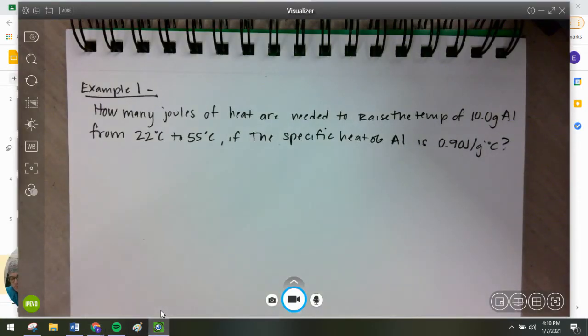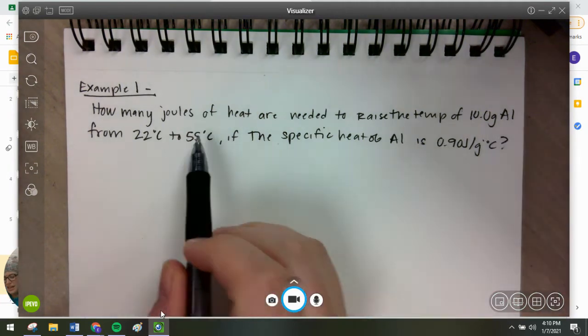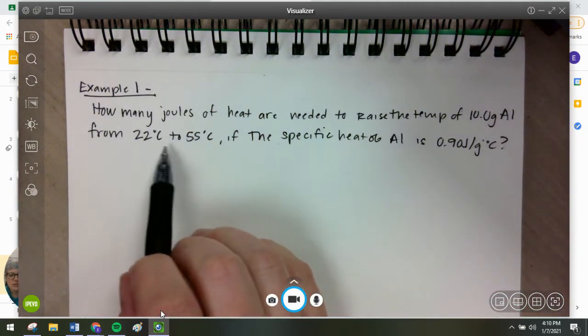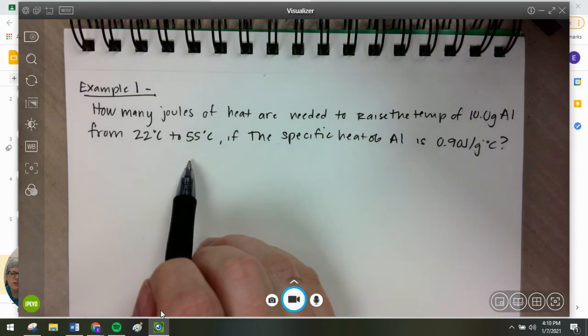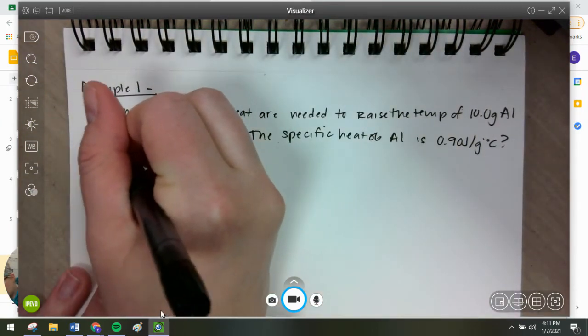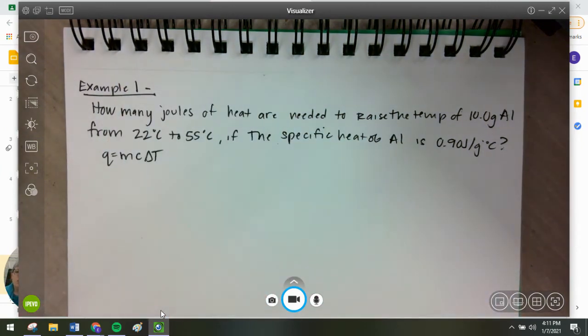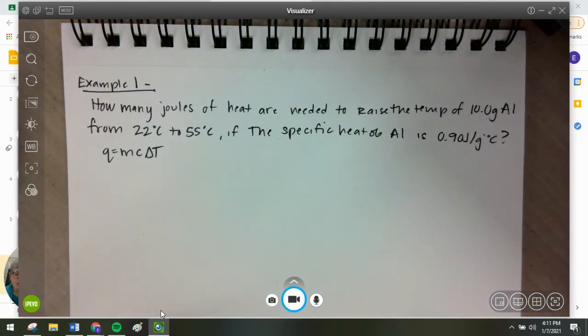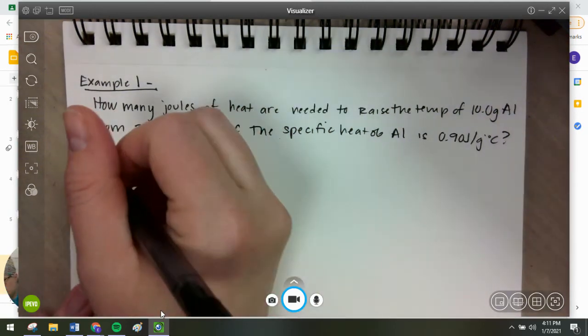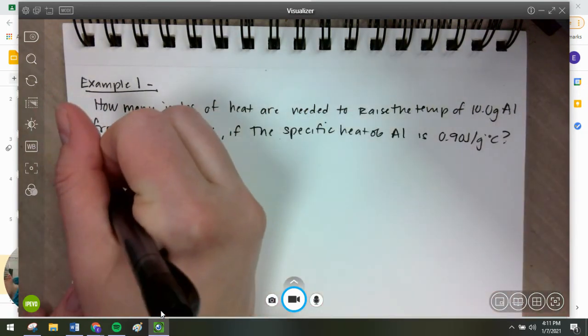Alrighty, so example number 1. How do I know how to use this equation first of all? Well, it gives me a mass. The big tip off here is the delta T, the change in temperature. So I get a T final and a T initial. That lets me know I need to use my Q equals MC delta T equation, and it gives me my specific heat. So when I have this equation, you need to figure out what variables you have and what you don't have, kind of like the ideal gas law. So I'm going to make a list here. My problem reads 10 grams of aluminum, so that's a mass.